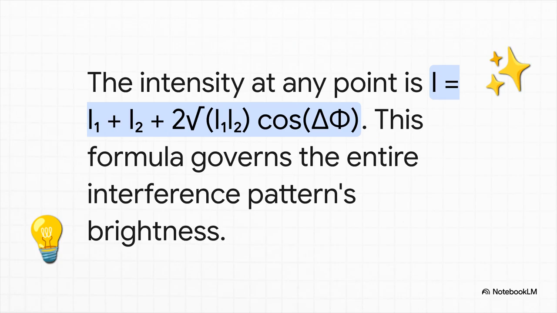Now, for the JEE, the intensity from both slits is usually the same. In that case, it simplifies to something much nicer. I equals 4I1 times cos squared of delta phi over 2. You should definitely remember this simplified version.